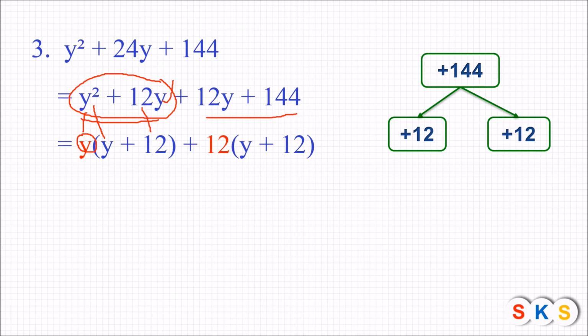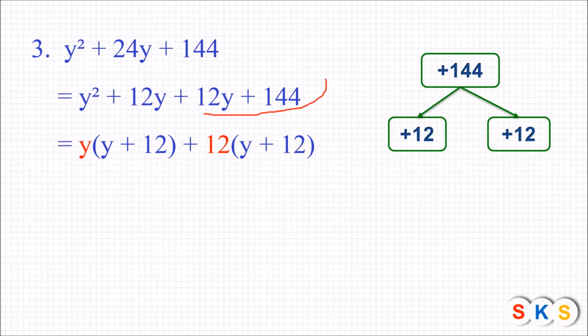Similarly, we will find the common in the next group. You can see the next group is 12y plus 144, and 12y means 12 into y, and 144 means 12 into 12. So I have taken 12 as a common. So what is left here? y. And what is left here? It was 12 into 12. I have taken one of the 12 as a common, so one of the 12 is left, right?